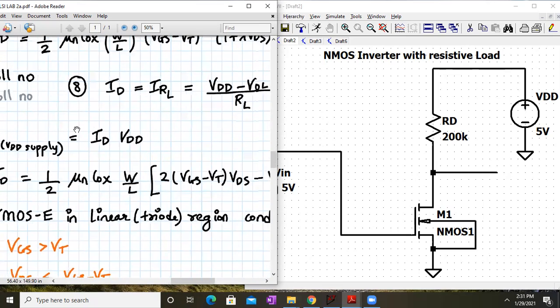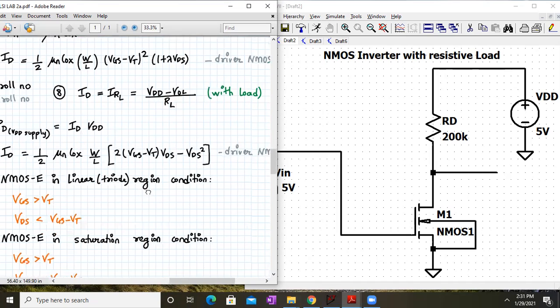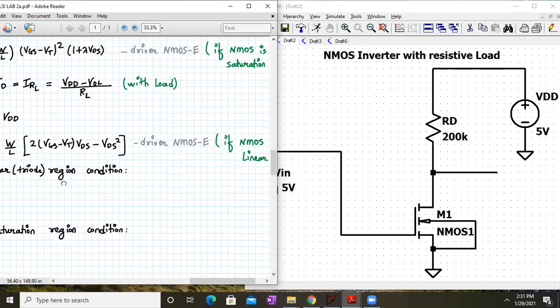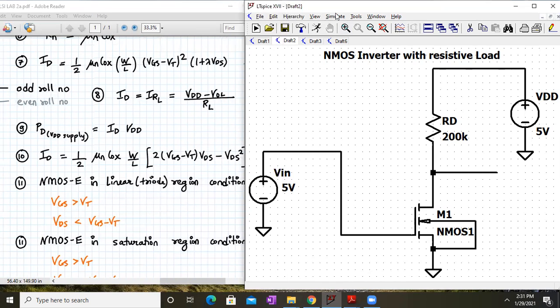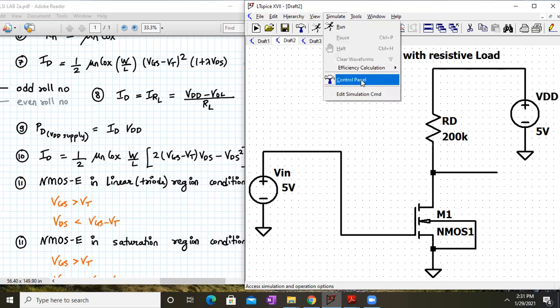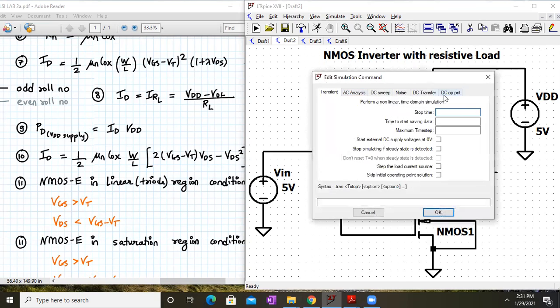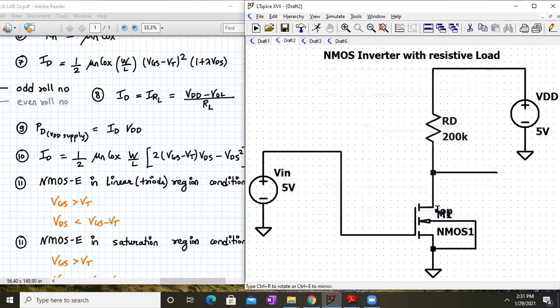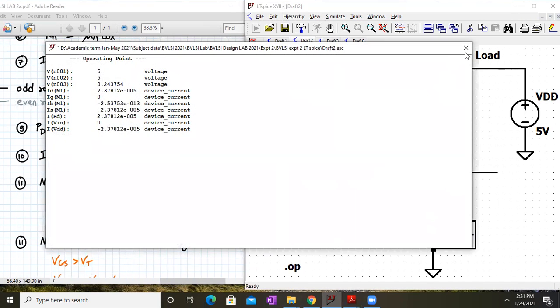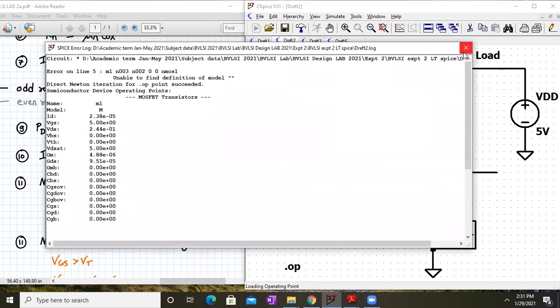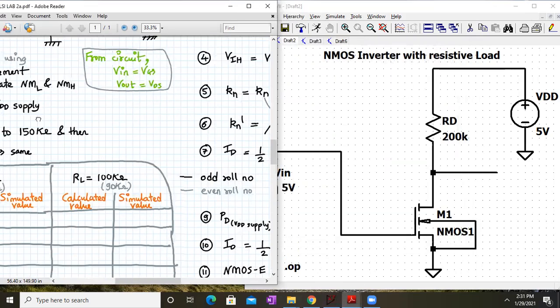First of all, we need to determine this ID, whether the driver NMOS is in the linear region or in saturation. So let's find out. Let me go to Simulate, Edit Simulation Command, go to .op and click OK, and paste it here, .op. And now if you simulate this, we have to define the model also, with these parameters.